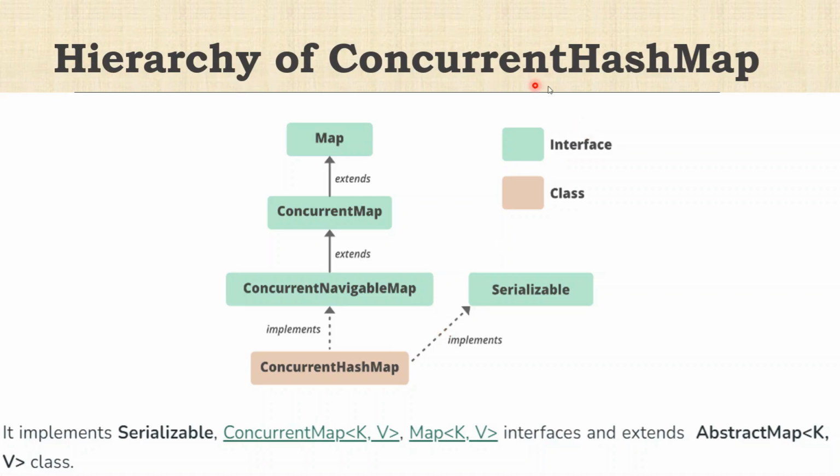So let's see the hierarchy of concurrent HashMap. Map is the interface. ConcurrentMap extends the Map interface. ConcurrentNavigableMap implements ConcurrentMap, and at last ConcurrentHashMap is a class which implements ConcurrentNavigableMap. It also implements Serializable. So this is the interface and this is the class. It implements the Serializable and ConcurrentMap interfaces and extends AbstractMap. So this is the hierarchy of concurrent HashMap.